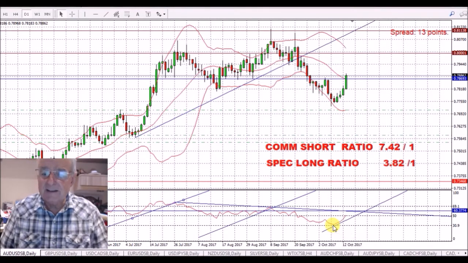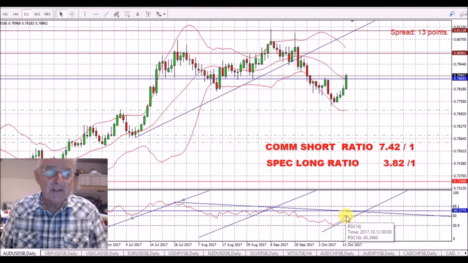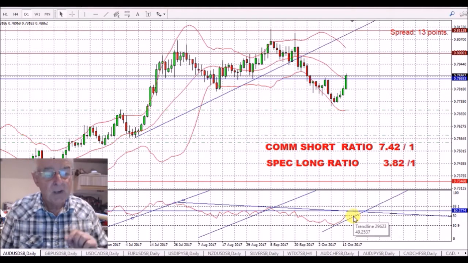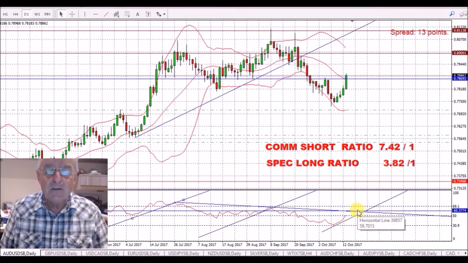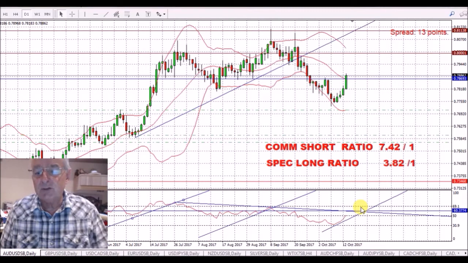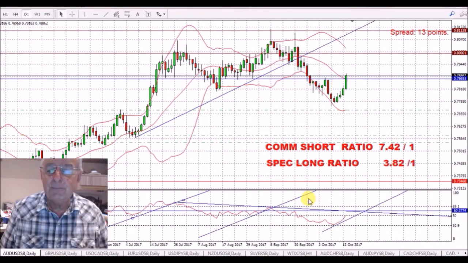Quite recently, we've had a rise in the price of the Australian dollar, which is just going through the 50 here, and I'm expecting it to turn back down and cut through the trend line, which will give us another sell signal, because we have an extreme position of short the commercials and long the non-commercials on the Commitment of Traders report. This should be quite a long sustained downward trend, which is always very profitable.